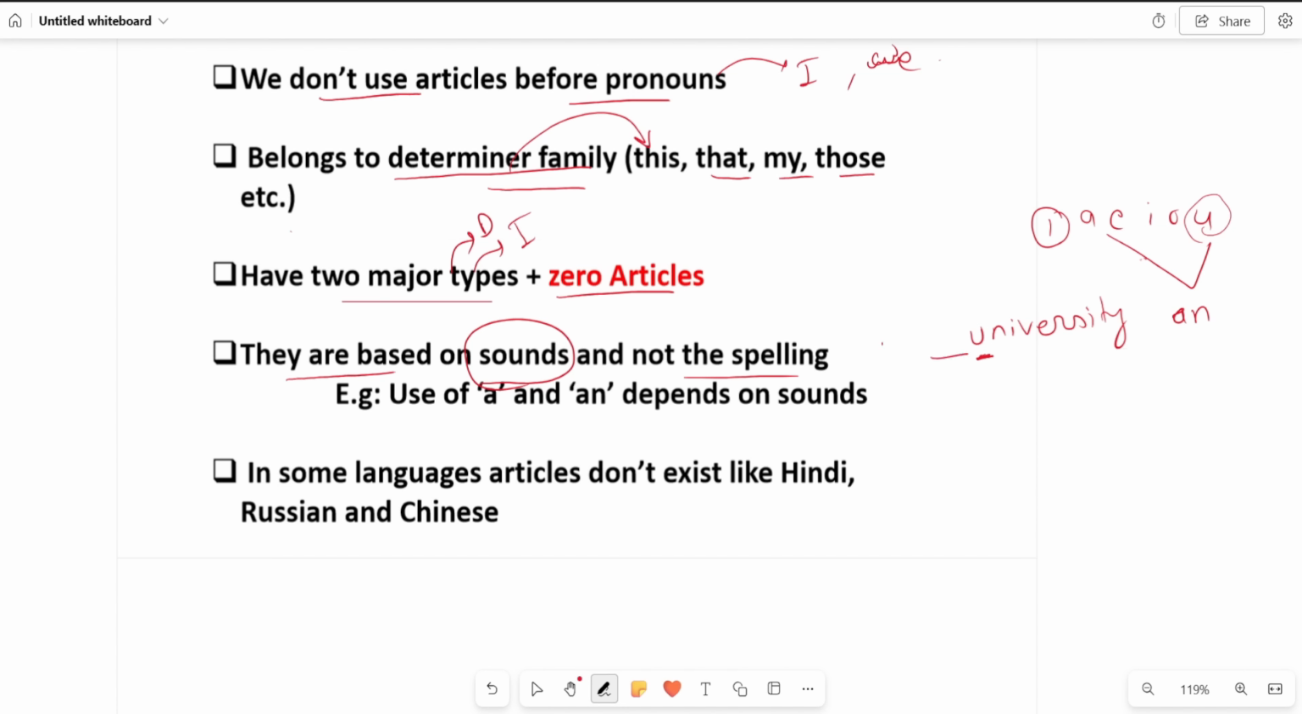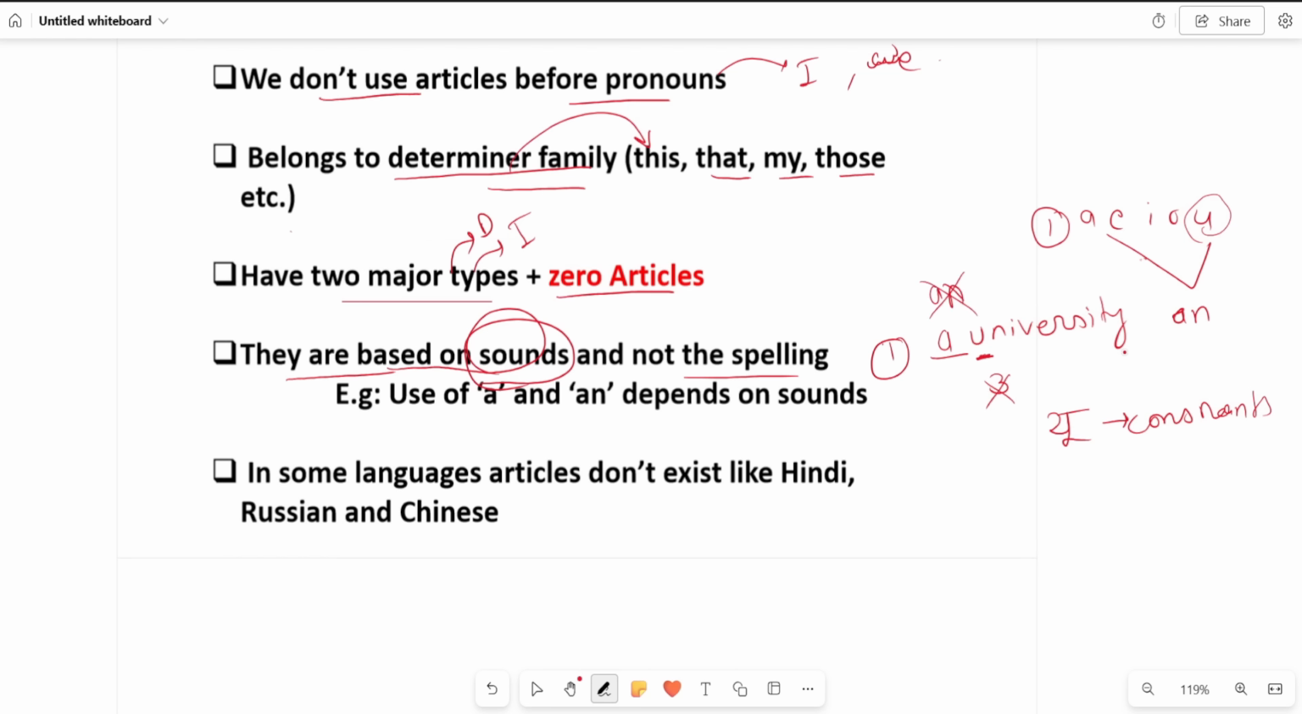No, but we are not going to use an here. Why? Because I have told you, they are based on sounds. So when I say university, it is not U, right? It is yeer, university. So the sound is yeer, it is a consonant, right? So that is the reason we can't use an here, we use a university, and if we are talking about something specific, then we will use the university. So one thing is clear here, we can't use an, right?